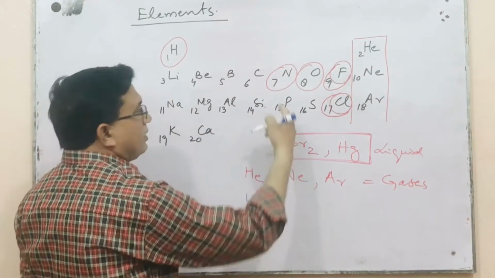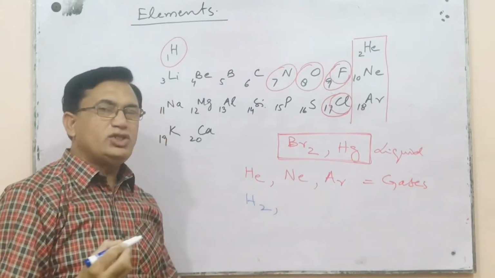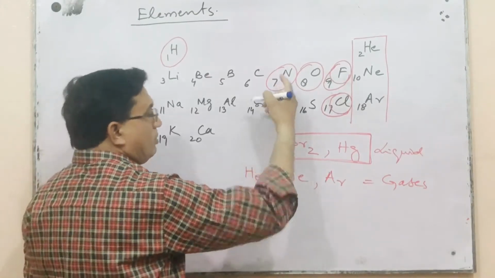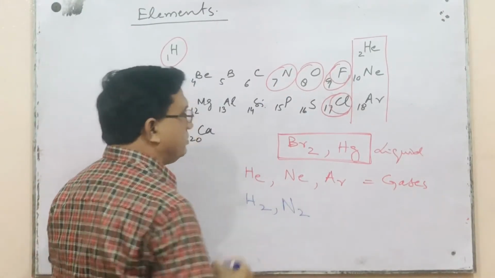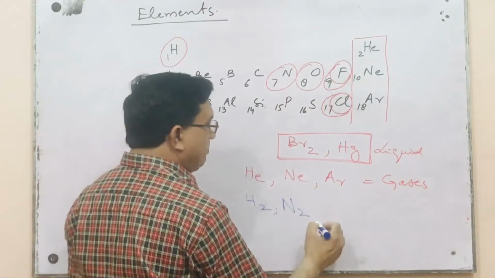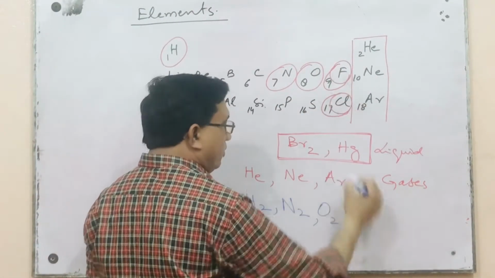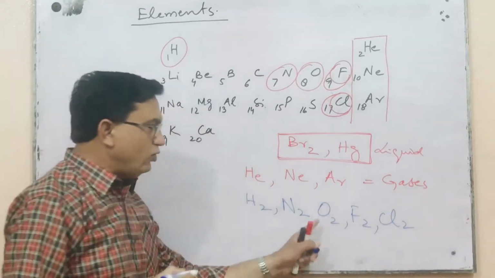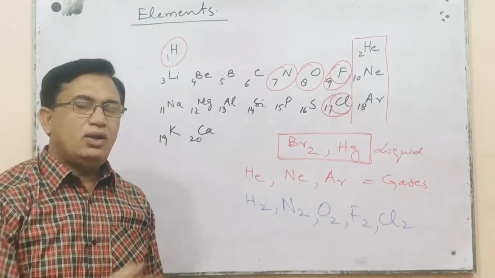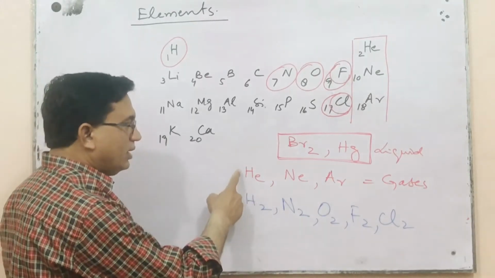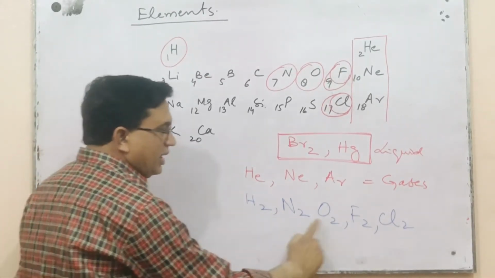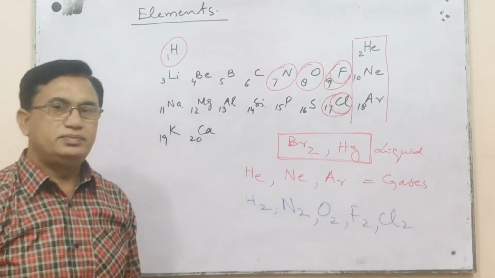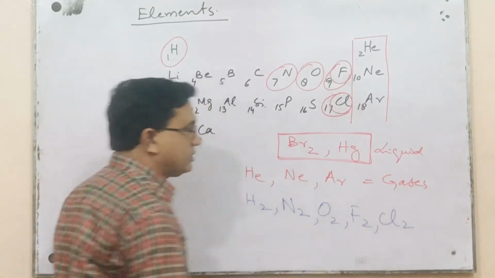Whenever we write nitrogen at normal conditions of temperature and pressure, remember, normal conditions, nitrogen will be present as N2, oxygen will be present as O2, fluorine as F2, and chlorine as Cl2. Whenever we have to write these in the literature at normal conditions of temperature and pressure, we have to write these elements in this manner. All these elements will exist and will be written in diatomic form.